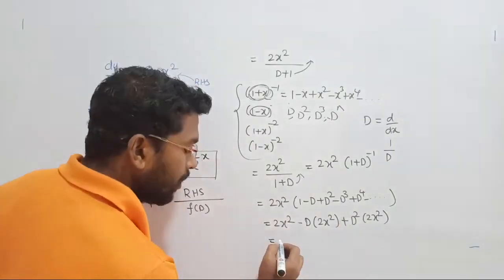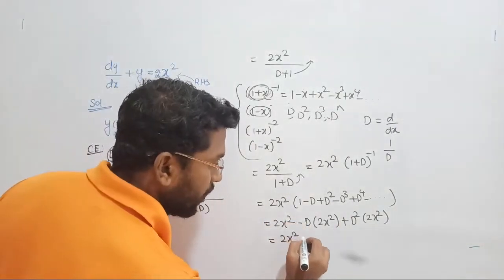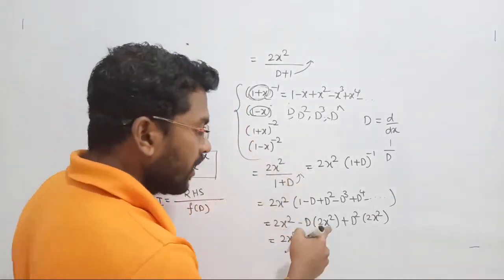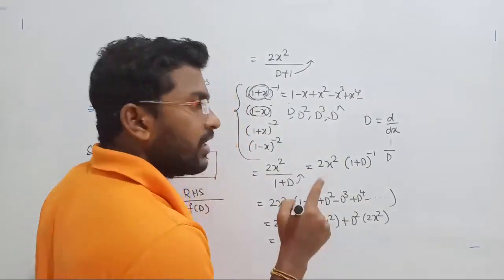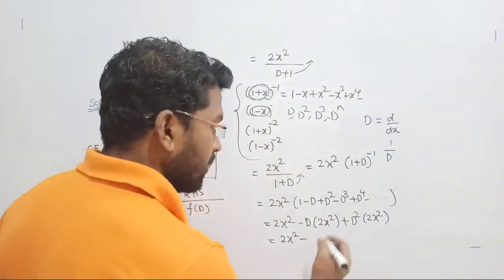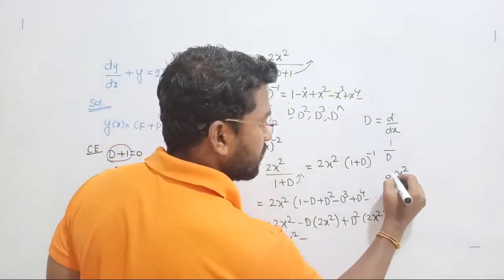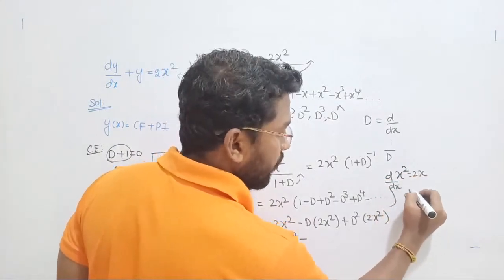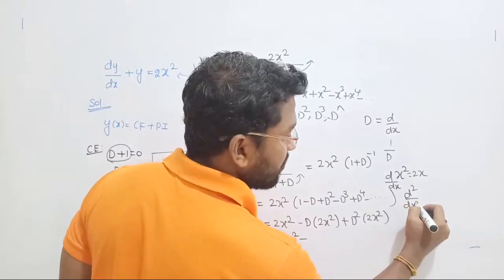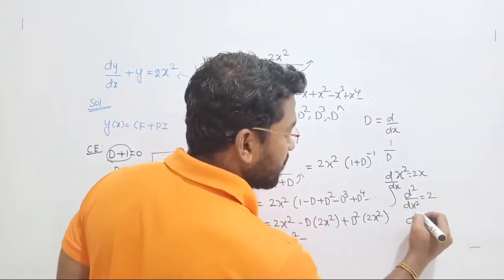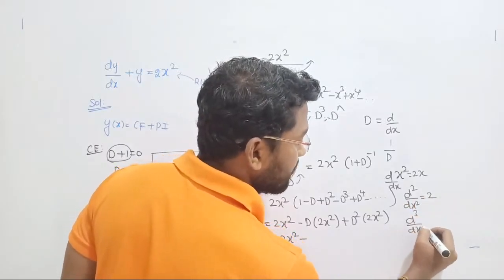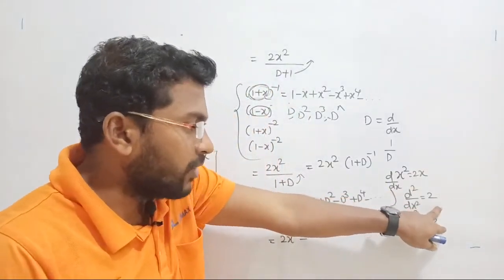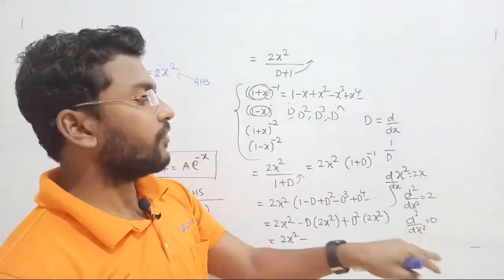Right? Let's see. 2x square will be again 2x square minus d, which denotes one time differentiation. If you differentiate x square one time, it becomes 2x. Yes. So one time differentiation of x square with respect to x will give you 2x. If you differentiate one more time, d square by dx square will give you 2. Again differentiate, d cube by dx cube will give you 0. Why? Because on the second differentiation it became a constant. Again if you differentiate, it becomes 0.